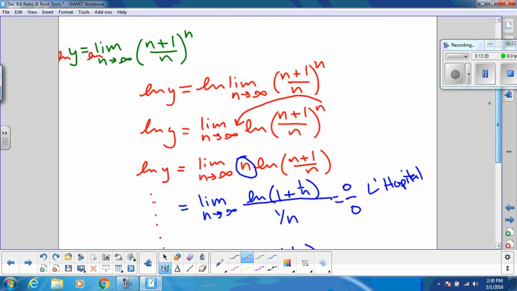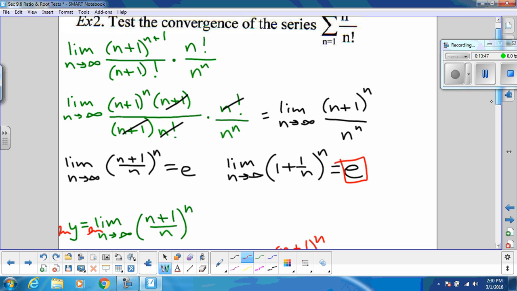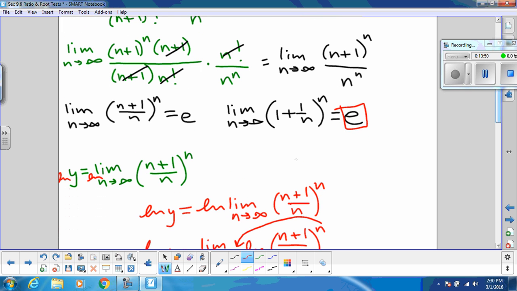Remember, I go back up here, this is how I got this answer of e. So in the midst of all this, remember, we're doing the ratio test, and the ratio test says that if this limit is less than 1, then it converges. So e, remember, is about 2.7, which is greater than 1, so that means this series diverges, since it's greater than 1. Okay, there you go. That's the ratio test. We'll be using that quite a bit.